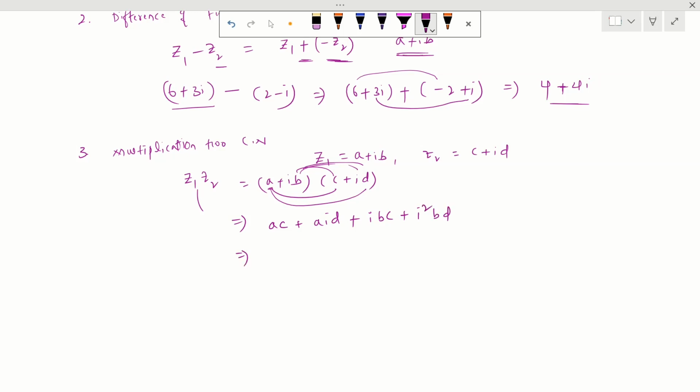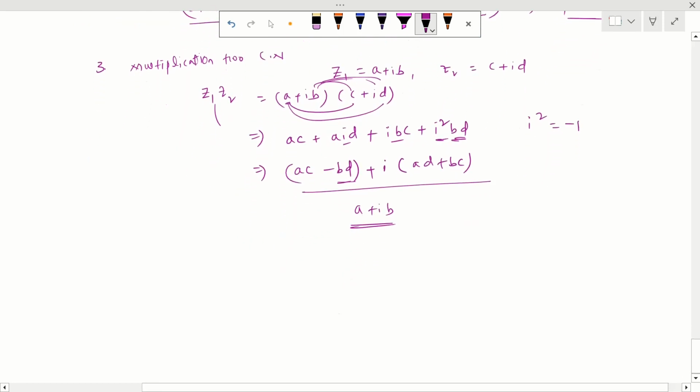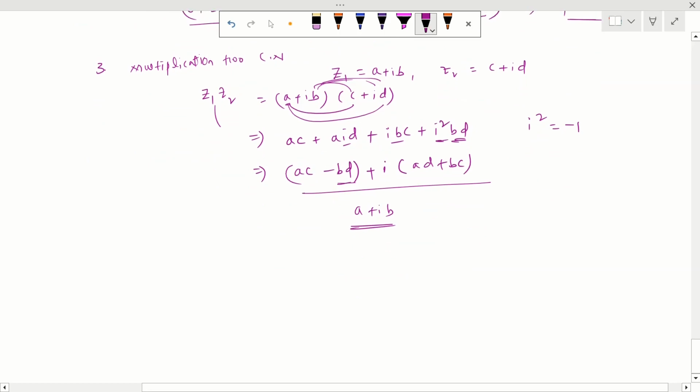So this is ac, and the i square value we know: i square is minus 1, so it is minus bd. I write minus bd on this side, and taking i common, the imaginary part is ad plus bc. So this I write in the form of a plus ib. This is the complex number. Usually we express complex numbers in multiplication like this.